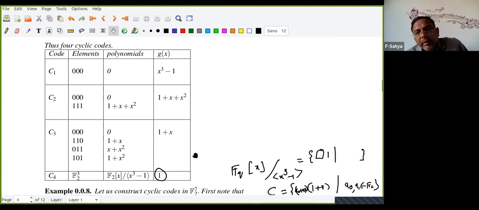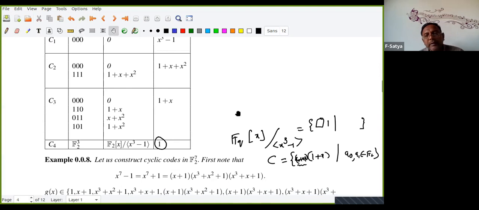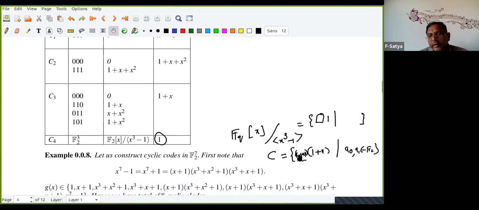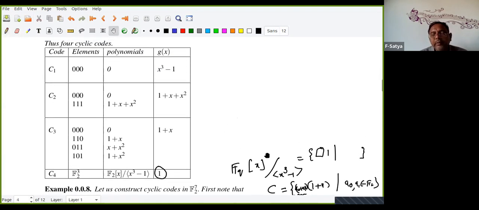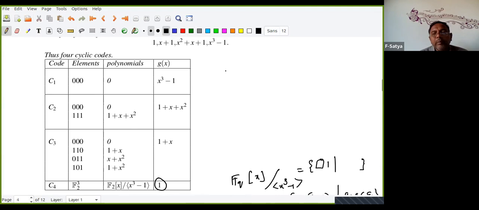So you take any polynomial, multiply, and now you are taking the quotient with x cube minus 1, right? But in order to convince you, I have to do one example. I will try to do that before closing the class. These are all the distinct polynomials, so let us work out this example at least now. So let us take 1 plus x.